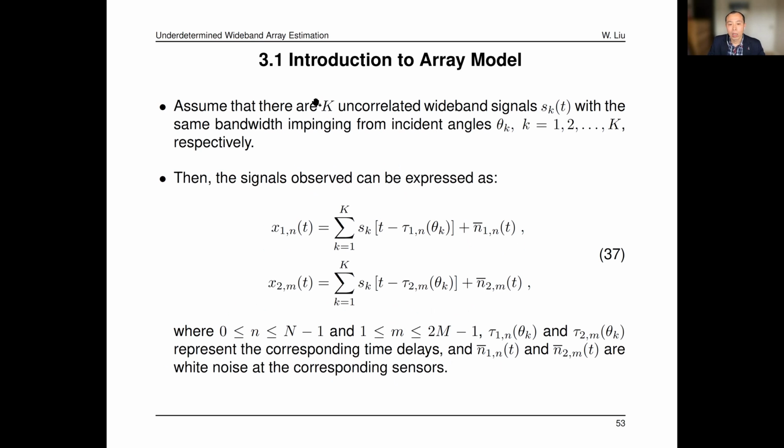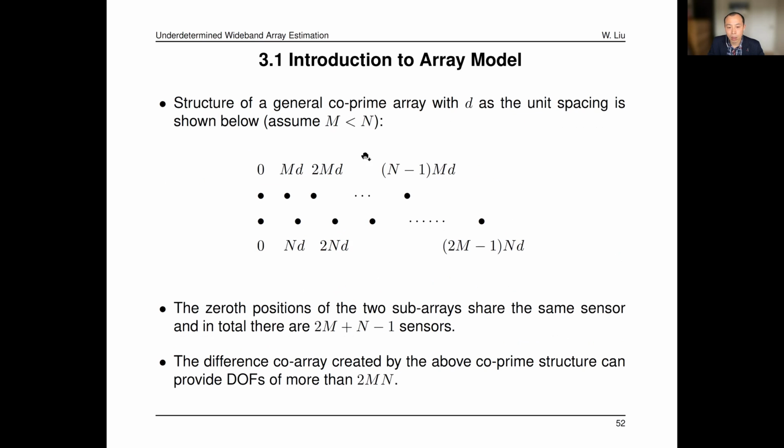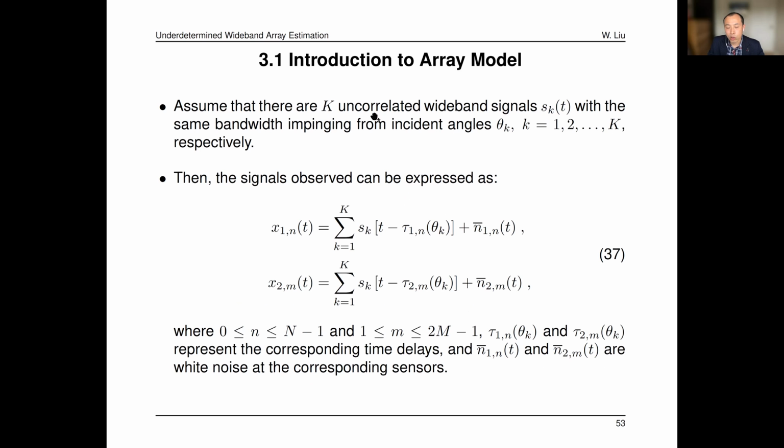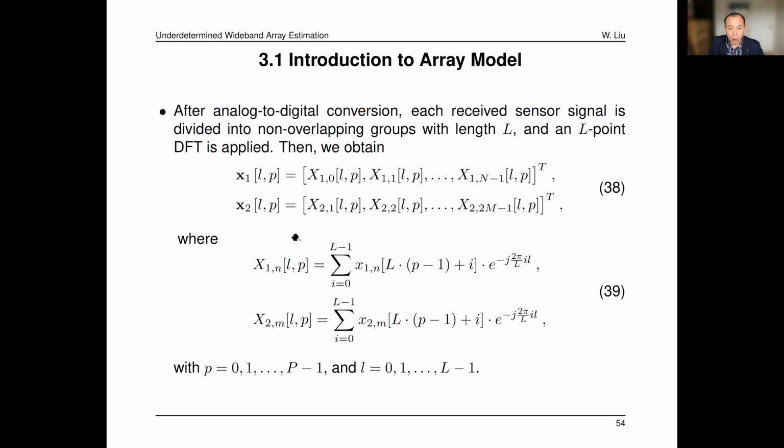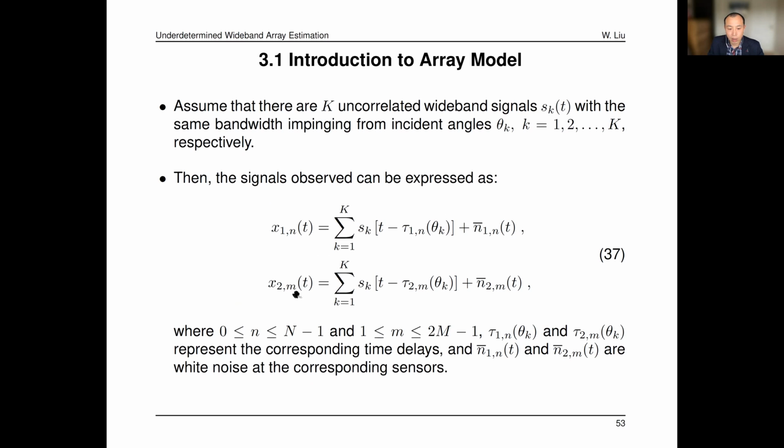And again, we have K uncorrelated wideband signals with the same bandwidth impinging from incident angles theta_k, k from 1 to K. For this co-array concept to work, we need to assume the sources are not correlated with each other. The signals observed by these two subarrays can be given by this standard wideband data model. For the first subarray it is x1,n, the nth sensor, and for the second it is x2,m, the mth sensor. You have s_k(t minus tau, theta_k), the corresponding delay, and this is noise.